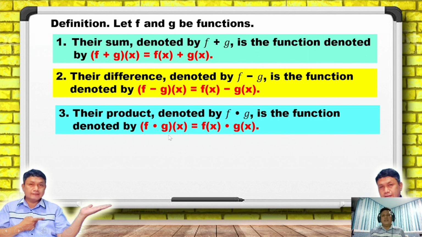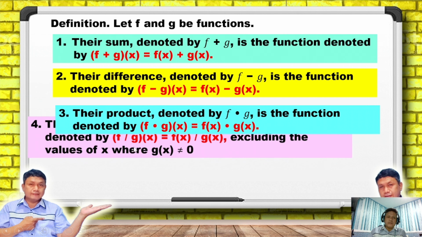Okay, next. How about number 3? Their product denoted by F times G. At this time, isang solid circle ang gagamitin natin o yung tinatawag na raised dot, ha? Okay, so F times G is the function denoted by quantity F times G of X is equal to F of X times G of X. So, bakit ko po ine-emphasize na ito ay raised dot? Kasi po, pagdating natin sa composition of functions, ito naman ay open circle naman ang gagamitin doon mamaya, ano?